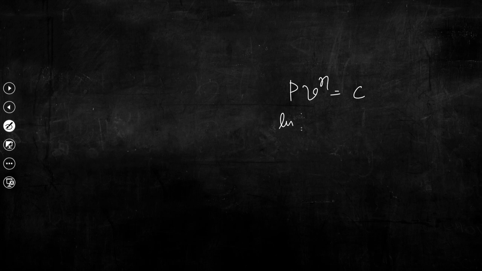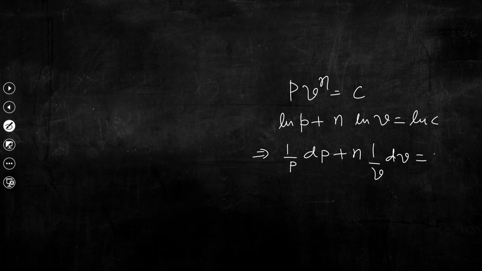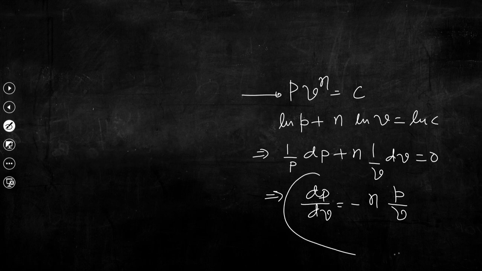So, if we now just do some calculation, then we can write the expression. This is what we can see from this expression. If we consider this process, which represents the compression process following a reversible polytropic one, then we can see that dp by dv is equal to minus n into p by v.